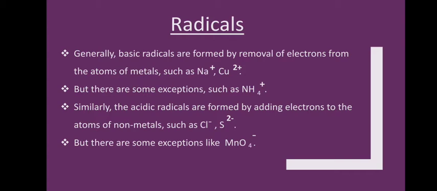They are charged ions. There are two types, cations and anions. Followed, cations are positively charged, anions are negatively charged. Positively charged means electrons are removed from it, and negatively charged means electrons are added to it. Always, positively charged ions, that is basic radicals, are formed by removing electrons from the atoms of metals.